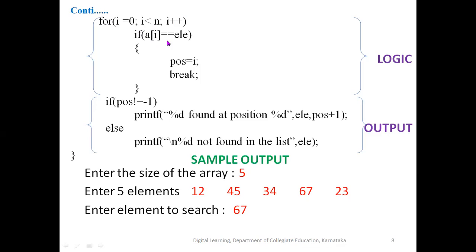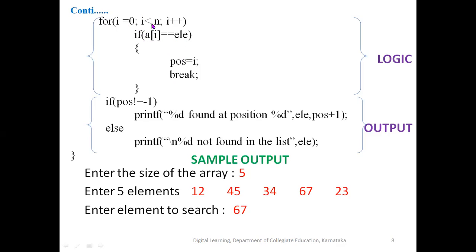For the first time, when I is 0, we are comparing A of 0 and 67, and so they are not equal. So now I changes to 1. When I is 1, we are comparing A of 1 and 67. Here A of 1 is 45, so they are not equal. Now I changes to 2. When I is 2, we are comparing A of 2, which is 34, with 67. So again, it turns out to be not true. So next I changes to 3.